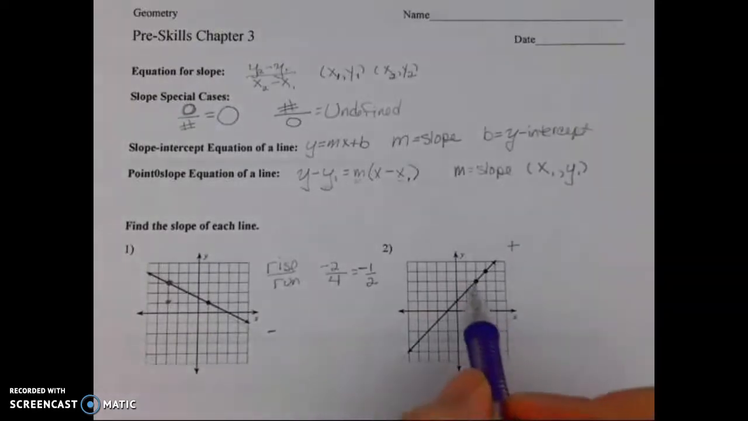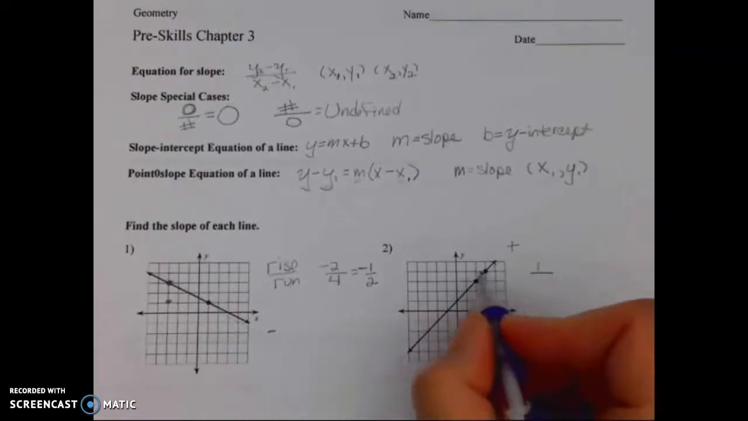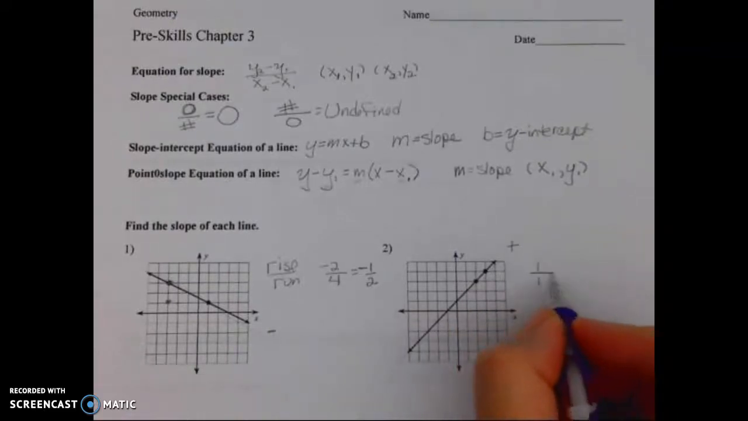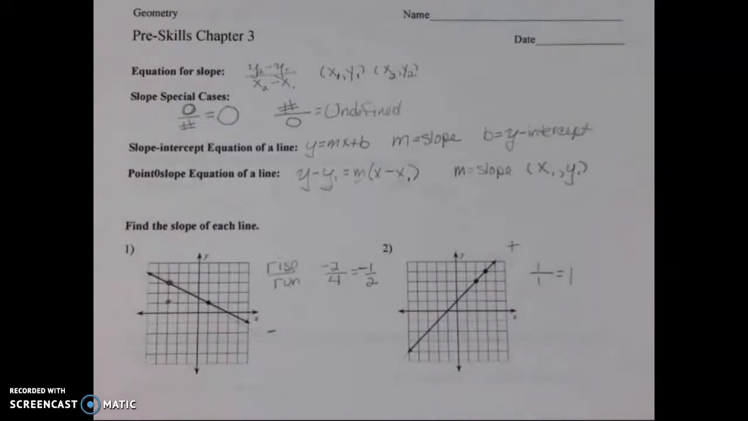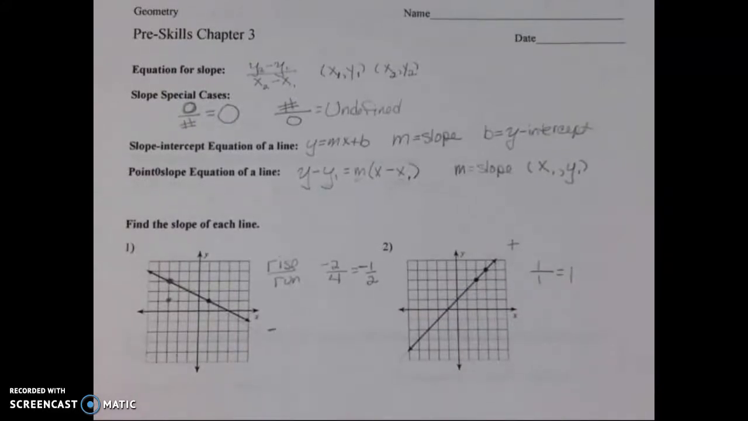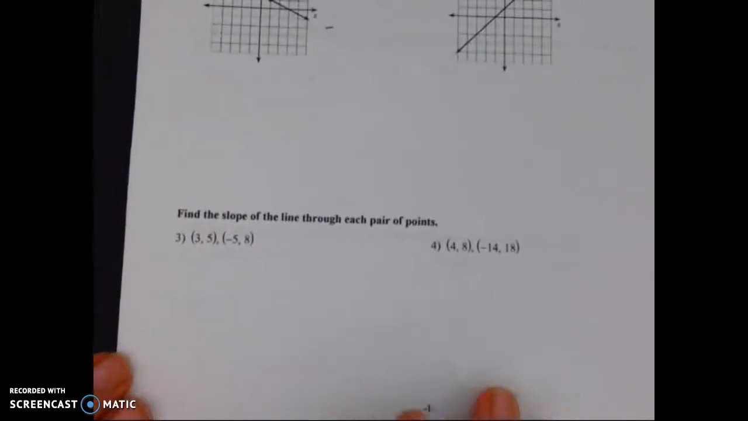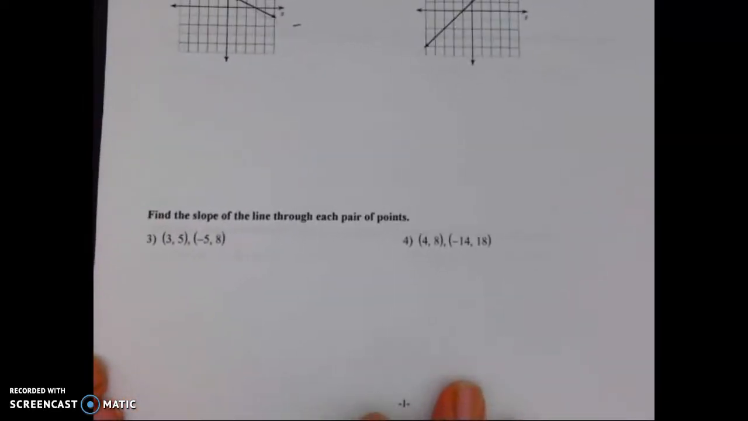Okay. Choose the point on the left. It's rise over run, so you go up or down first, left or right next. So I go up 1, right 1, which gives me 1. Okay, keep it going.